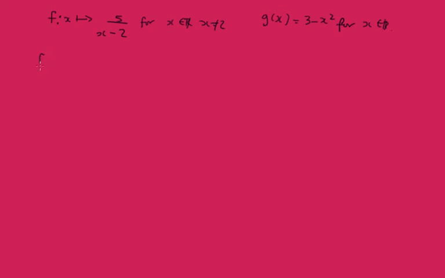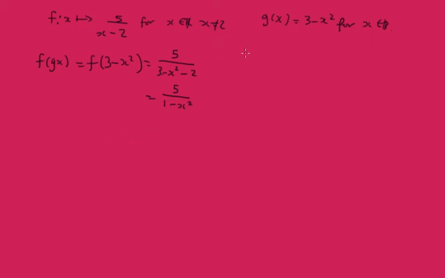So first we're going to find f of g of x. So that's going to be f of 3 minus x squared. So in here we're going to substitute x for 3 minus x squared. It's going to be 5 over 3 minus x squared minus 2, which is going to be 5 over 3 minus 2 is 1 minus x squared.